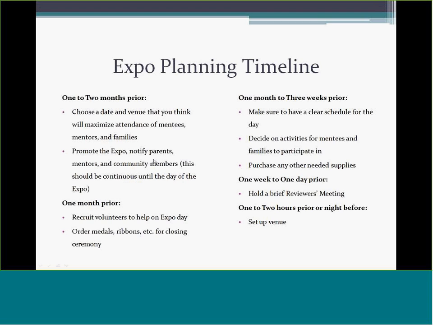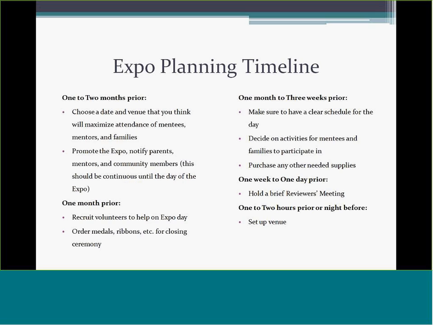One month prior, that's when you want to start recruiting volunteers to help on expo day. That can be anyone who wants to help out. It can be people connected to the organization that you're working at. It can be parents even. Whoever wants to help out on the day of the expo, feel free to recruit them. And that is about the time you want to order the medals and the ribbons and all of that for the closing ceremony.